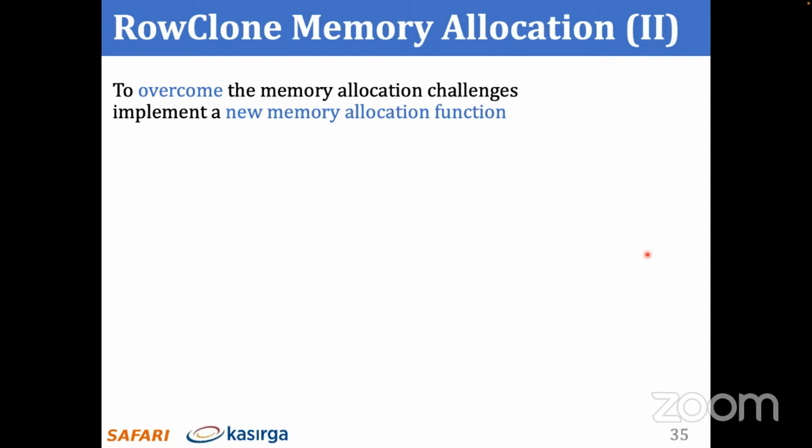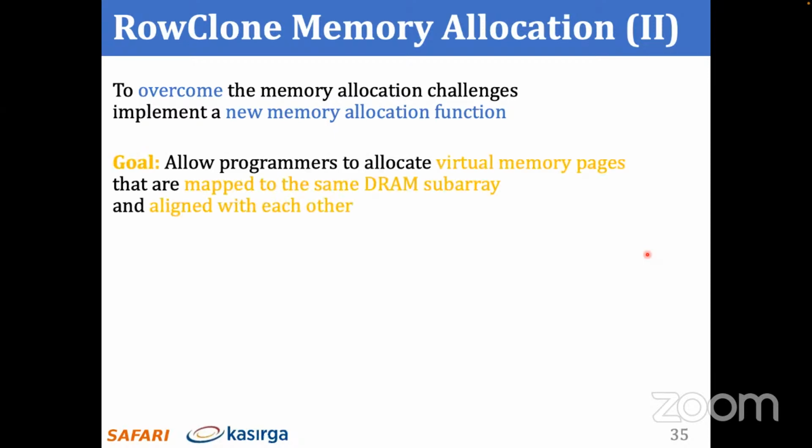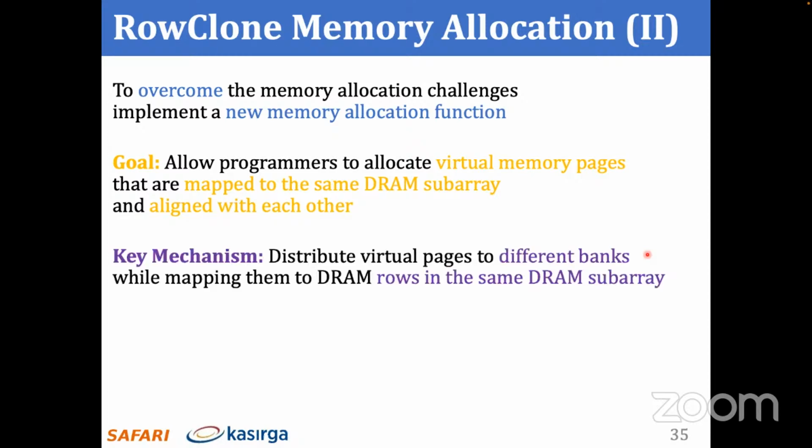To overcome these challenges, we implement a new memory allocation function in the RISC-V system we developed. Our goal is to allow programmers to allocate virtual memory pages that are mapped to the same DRAM subarray and aligned with each other, so that we can perform RowClone operations between them. The key mechanism of our allocation is to distribute the virtual pages to different banks, to still allow us to exploit bank-level parallelism in DRAM, while mapping these virtual pages to DRAM rows in the same subarray.